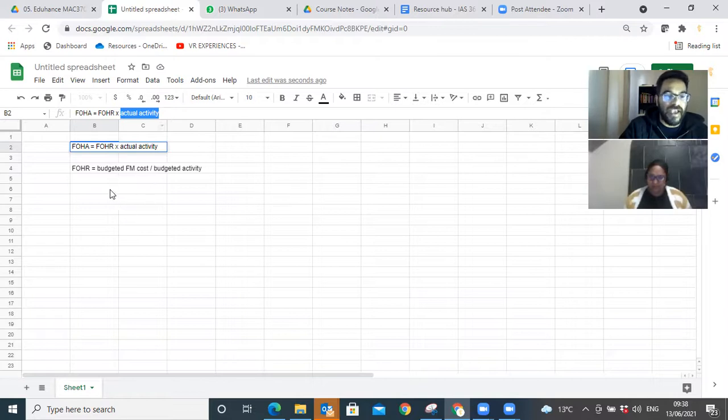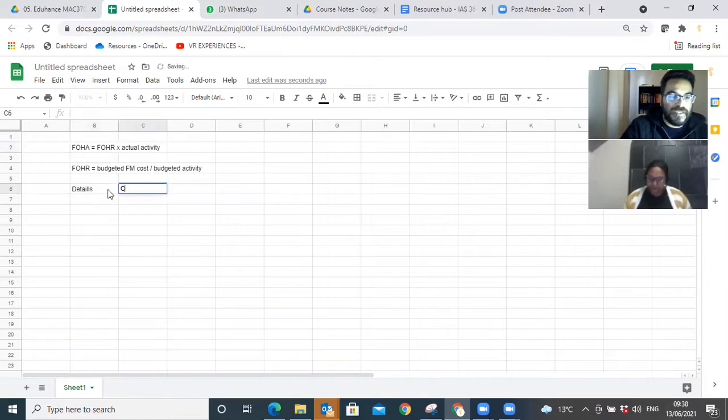So if you want to see it in action, we'll do it like this. Details, CC, CM. If I want to rearrange this equation, so fixed overheads, we want actual activity, right? So if I say activity, I'm going to take the word actual out for now. You just leave it as activity, so it's not confusing.